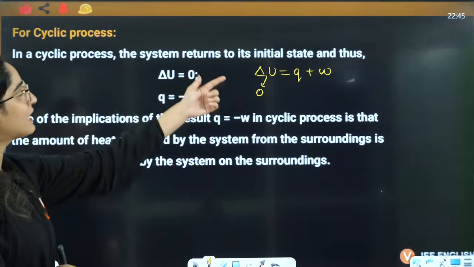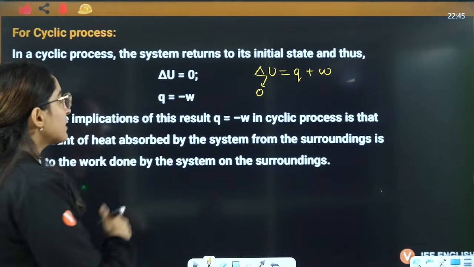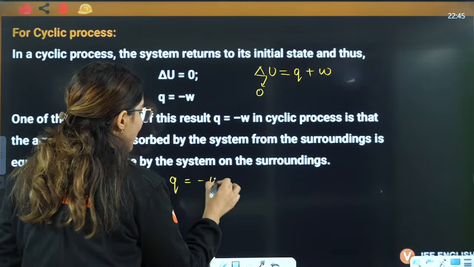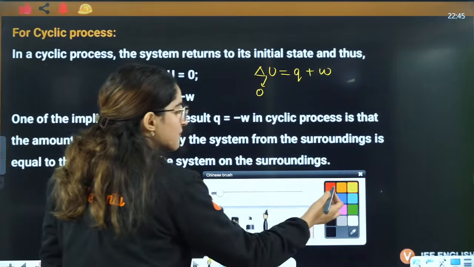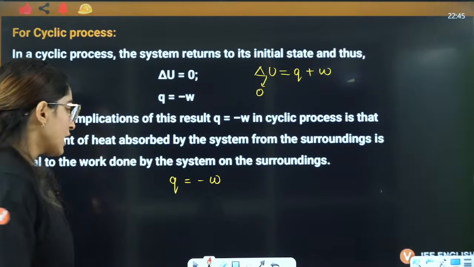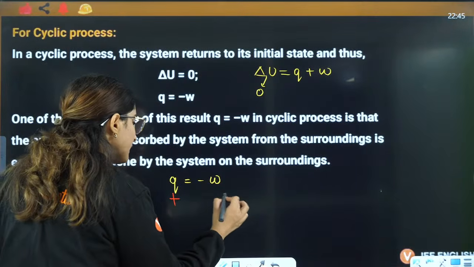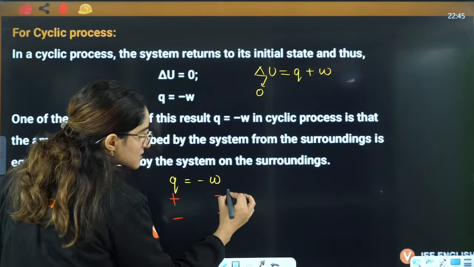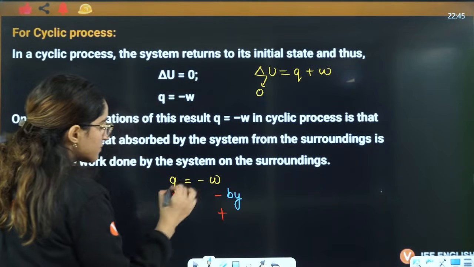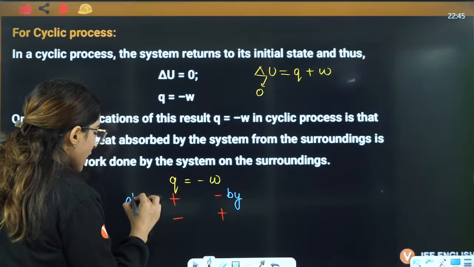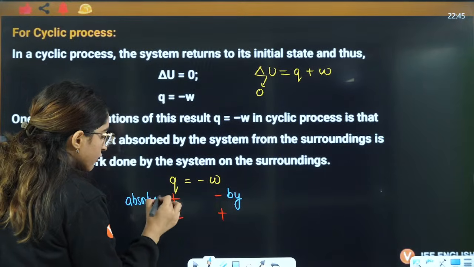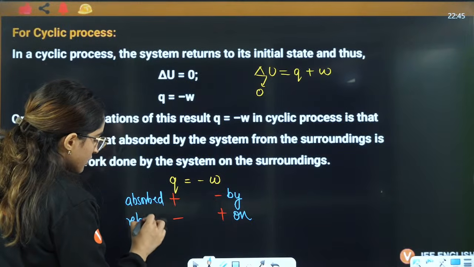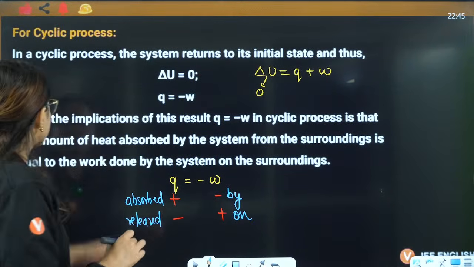Now, if I say delta U is 0, that means Q is equal to minus W. If Q is equal to minus W, isn't it the same as isothermal? If this is positive, this will be negative. If this is negative, this will be positive. That means if work is done by the system, heat energy is absorbed. If work is done on the system, heat energy is released. And this is what is written here.